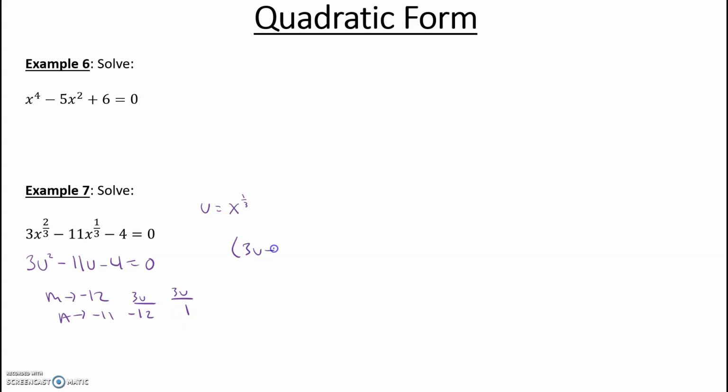So 3u plus 1 is one of them. And these simplify down to u minus 4 is the other one, equals 0. So here you have 3u plus 1 equals 0, or u minus 4 equals 0. So subtract 1, divide by 3, negative 1/3. And then add 4, u equals 4. So again, remember those aren't your answers though.